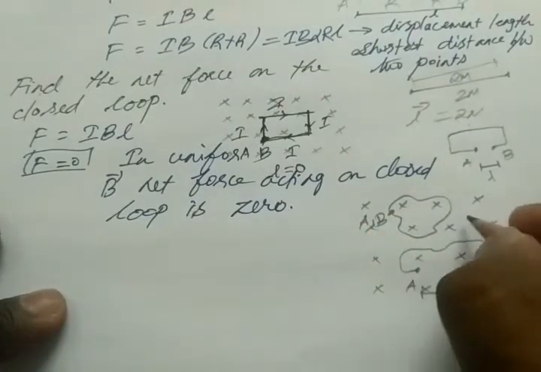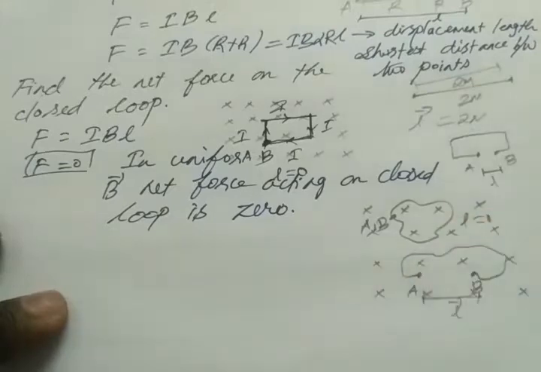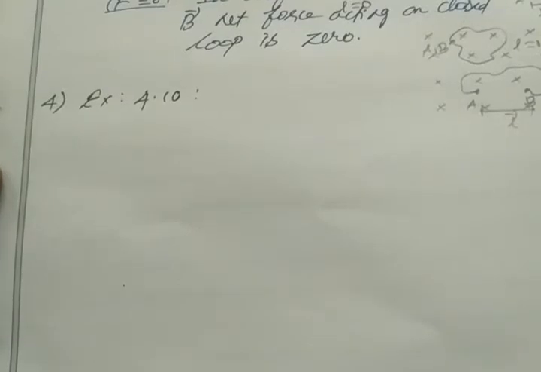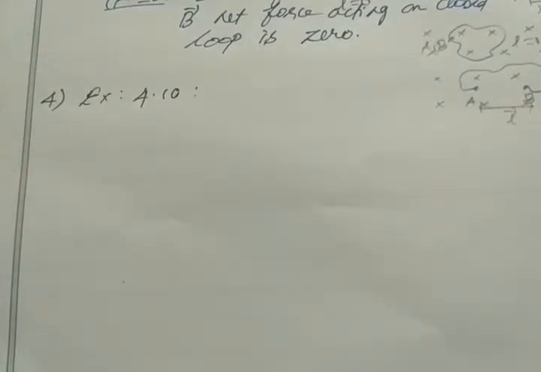Here, what is our length? Our length is 0. So in this case I have 0 net force. So whenever a closed loop is placed in a magnetic field, the net force acting on the loop will be equal to 0. Kindly remember this point. The next problem is from your NCERT book, example 4.10.